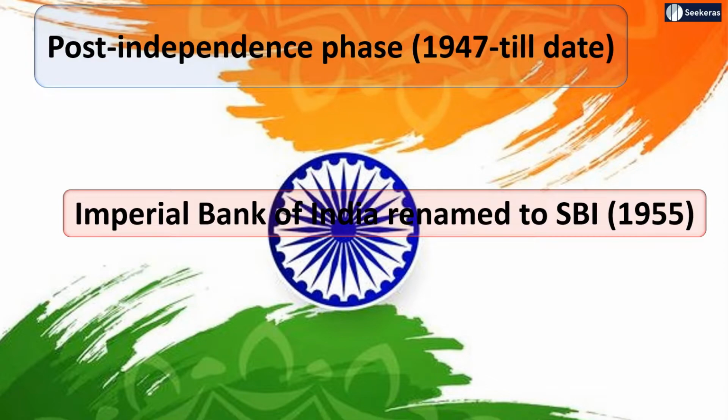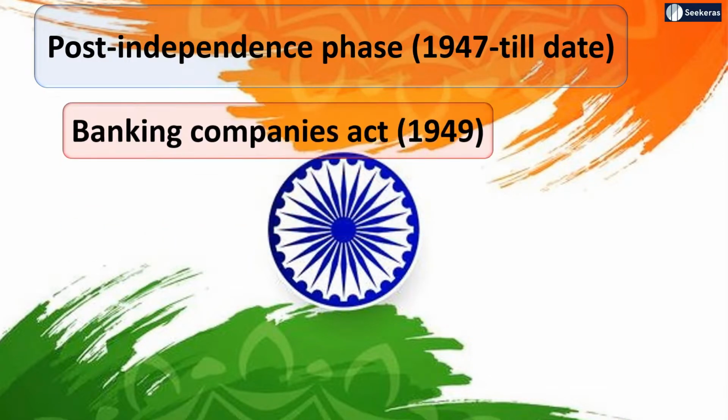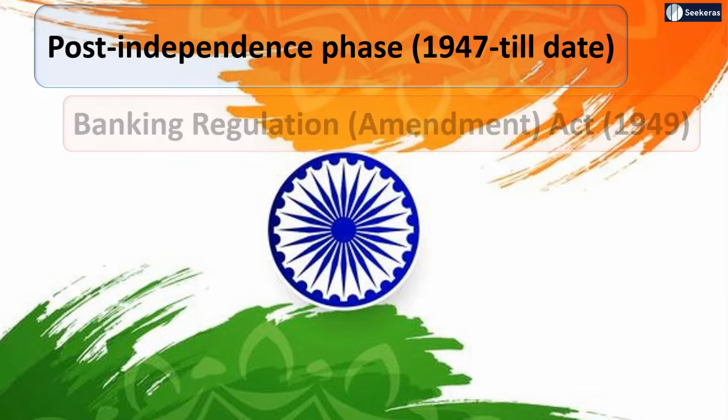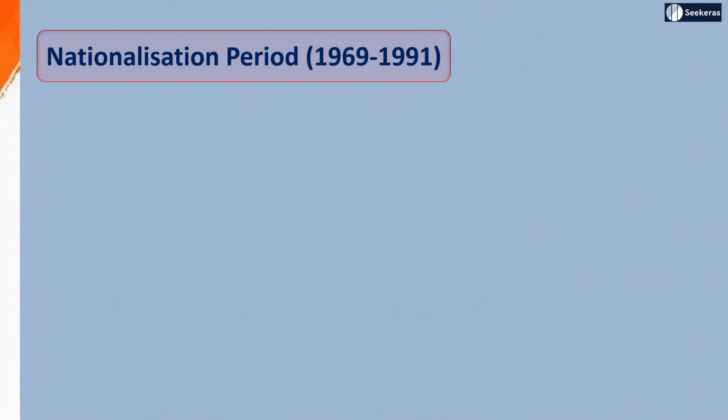The Government of India came up with the Banking Companies Act 1949. This act was later changed to the Banking Regulation Amendment Act 1949. The Banking Regulation Amendment Act of 1965 gave extensive power to the Reserve Bank of India. The Reserve Bank of India was made the central banking authority. Nationalism period 1969 to 1991.